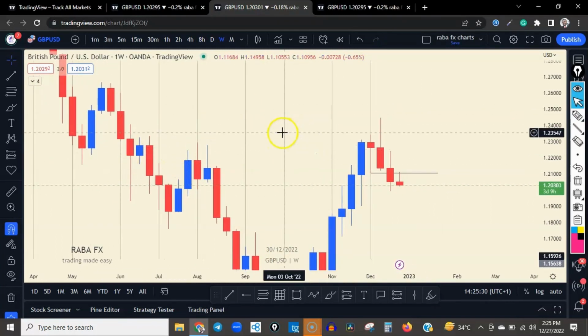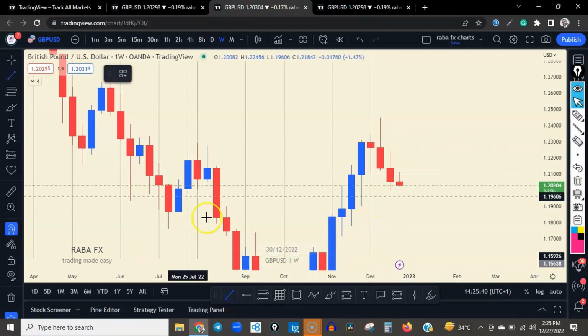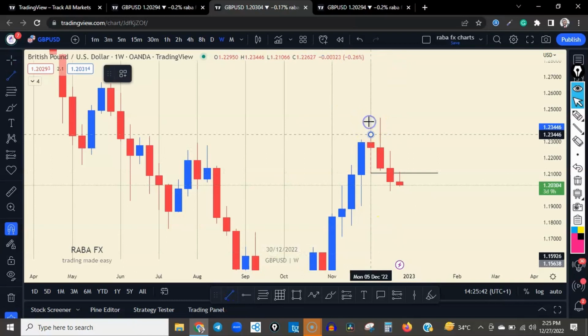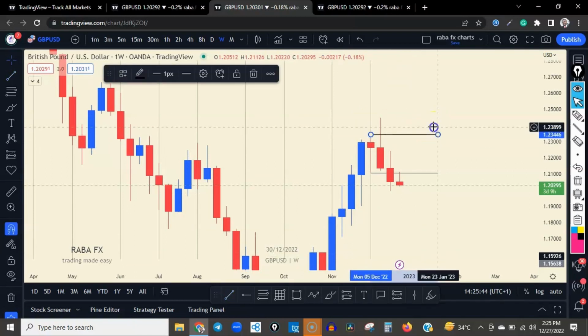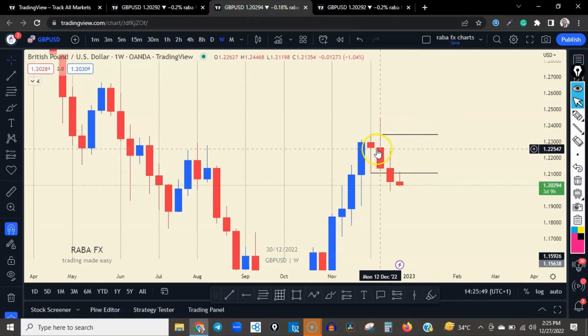Before now, you see this is the month of December. As you can see, it's not about cherry picking. I'm only working with what is in front of us now. The month of December, we have this week close, and this is the high, and this is the low. Now, if you see, when price opened in the second week, price traded up.